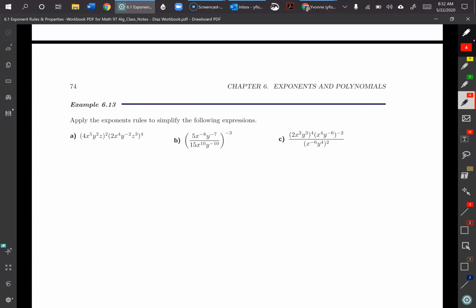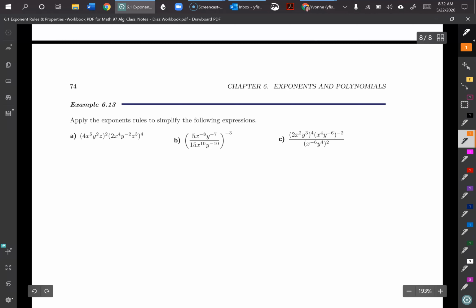So here we have example 6.13, page 74 of your workbook. 4x to the fifth y squared z, all raised to the second power, times quantity 2x 4y to the negative 2z cubed, all raised to the fourth power.